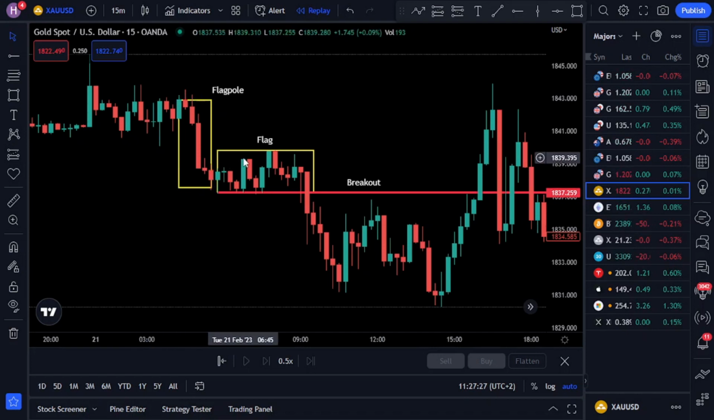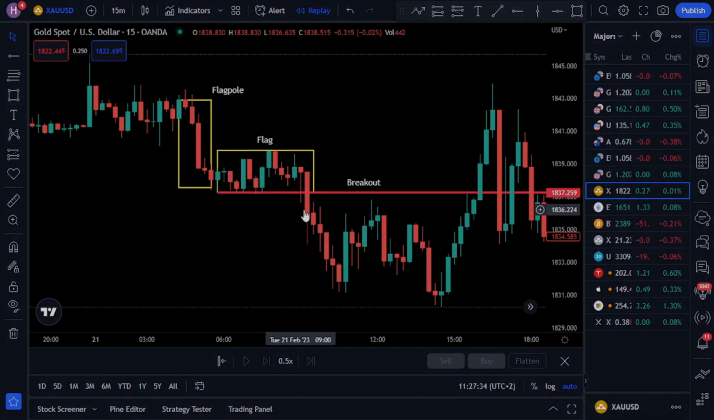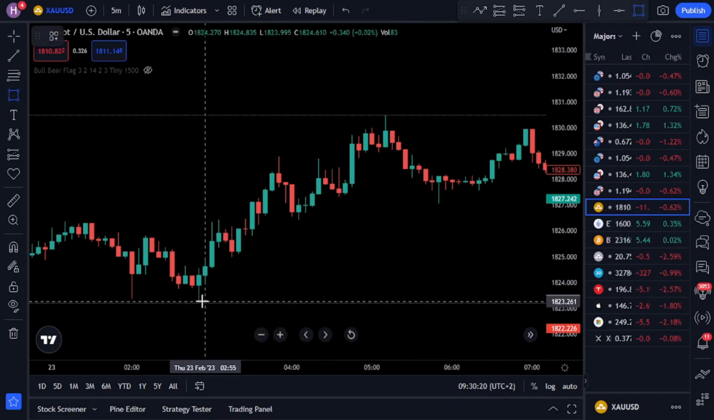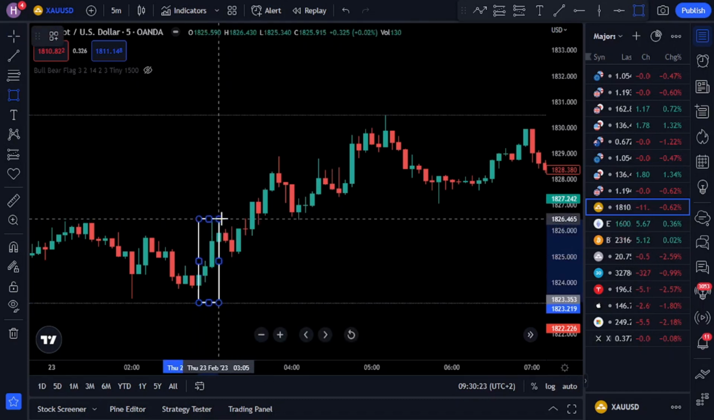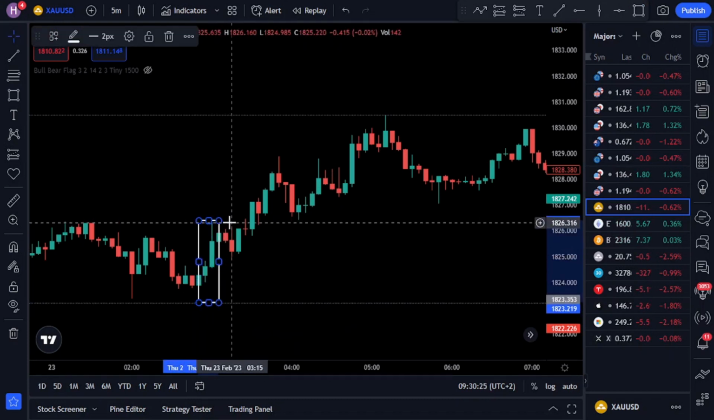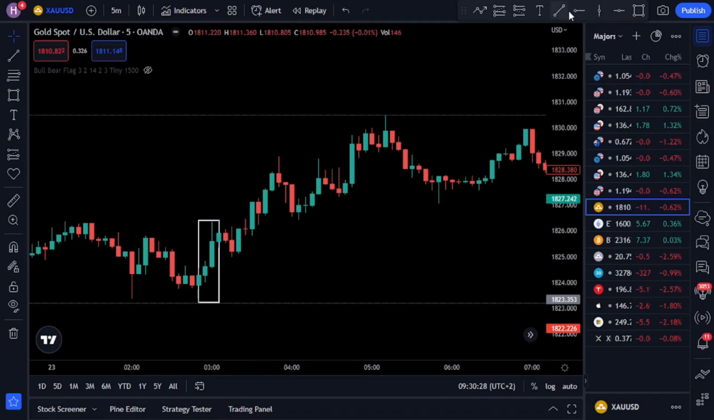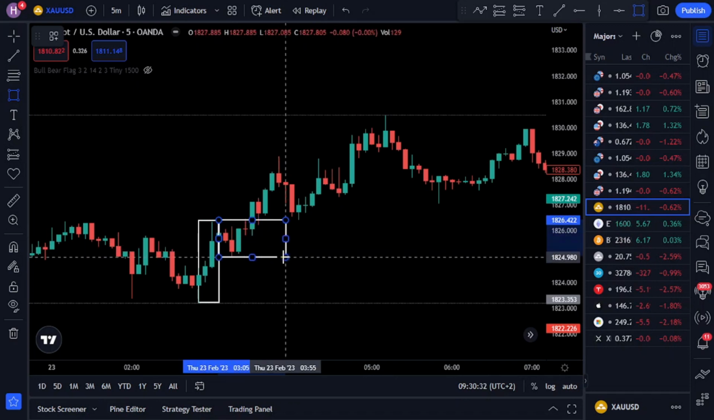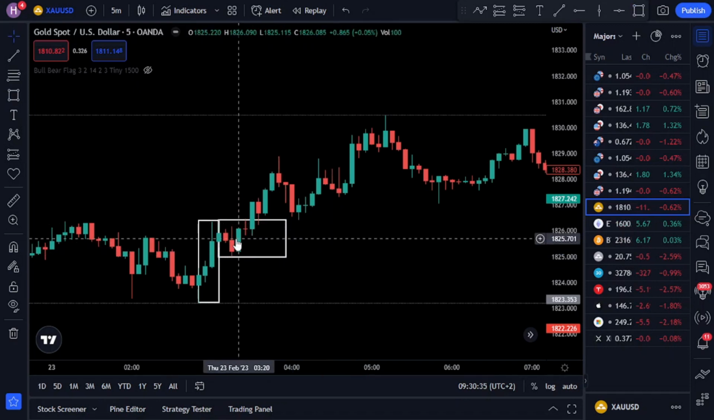volume. Now that we have a better idea of a bearish flag formation, let's take a look at the requirements for a bull flag pattern. A bull flag pattern is a continuation pattern that signals a potential bullish move in price after a period of consolidation or a minor retracement. The key characteristics of a bull flag pattern include the flagpole. This is a sharp and sudden upward move in price, often with high volume.